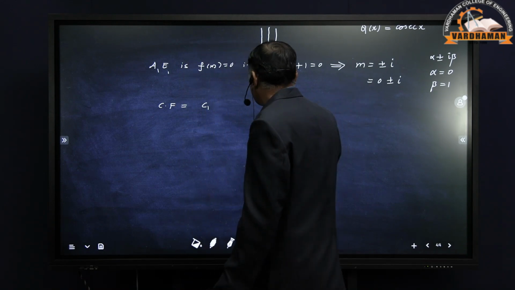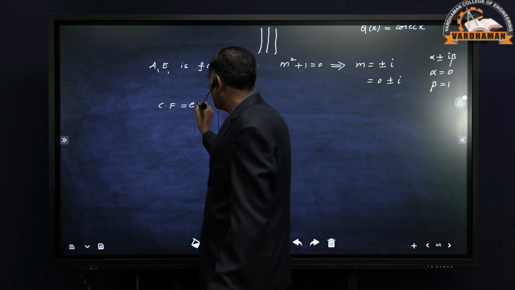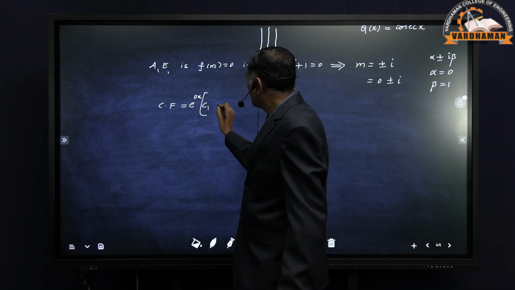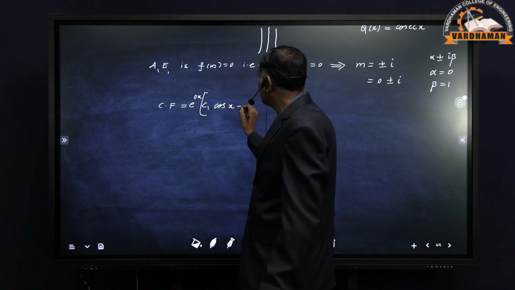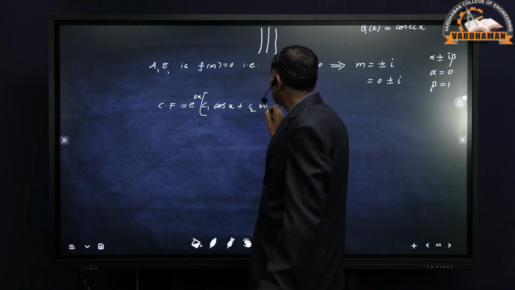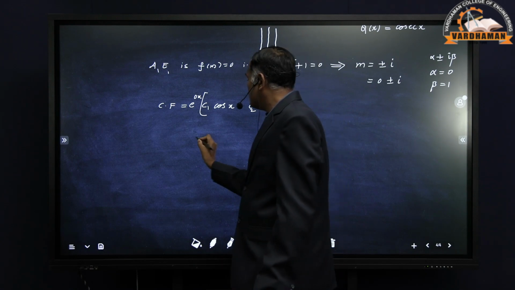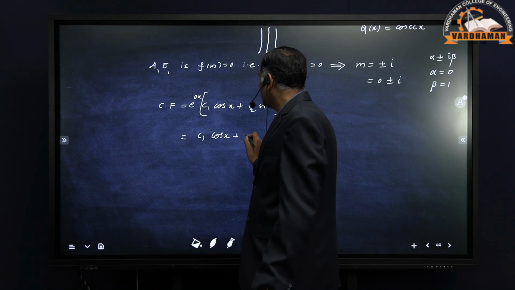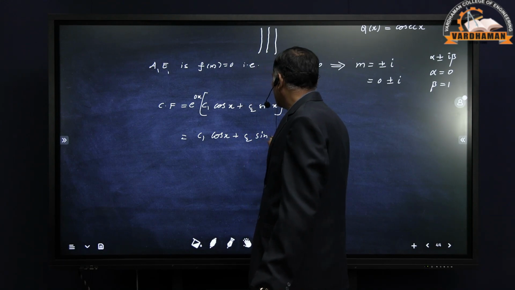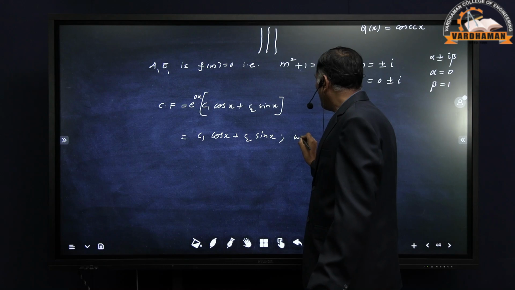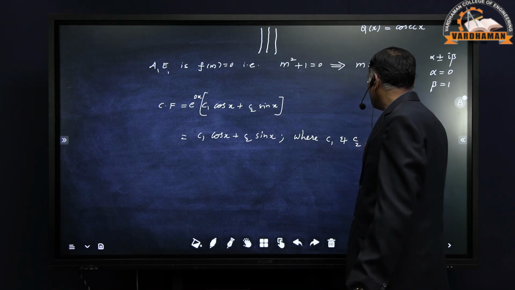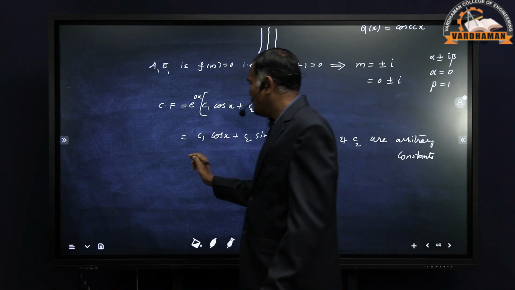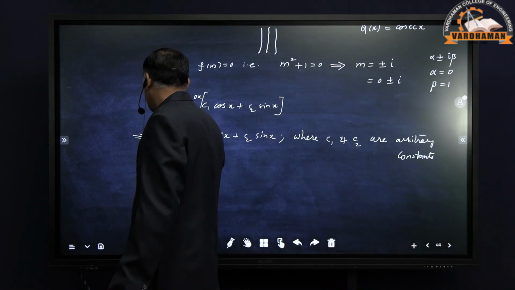Here e power 0x is 1. So okay, let us write like this. C1 cos beta x plus C2 sin beta x. This is nothing but simply C1 cos x plus C2 sin x, where C1 and C2 are arbitrary constants. This is the complementary function.